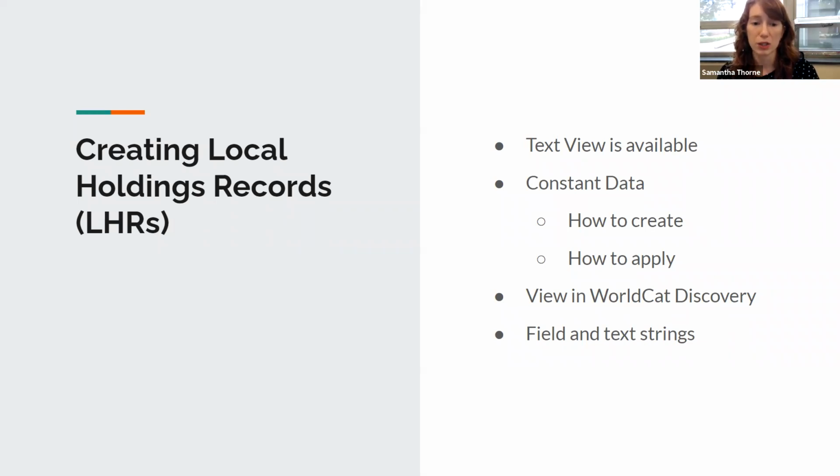The primary reason I don't use it for LHRs, at least, is because you can correct me if I'm wrong, but as far as I can tell, I can't use constant data in text view. What is constant data, you ask? Great question. Let's talk about that next.